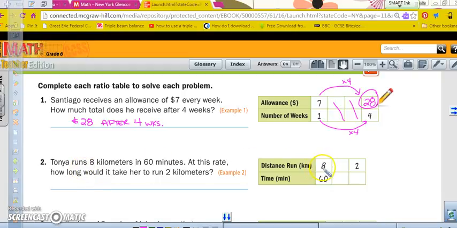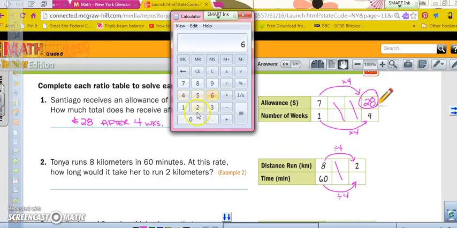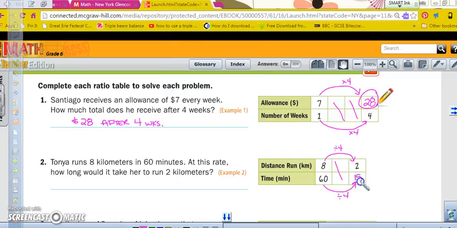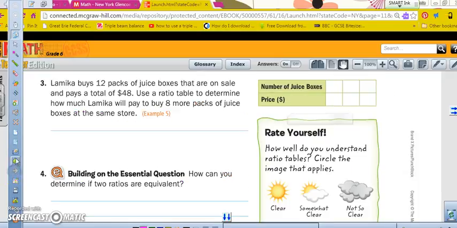Tanya runs 8 kilometers in 60 minutes. At this rate, how long would it take her to run 2 kilometers? Well, I asked, can I go from 8 to 2? I can. I can divide by 4. So again, I don't need this middle. And 60 divided by 4, we can use our calculators if we'd like, is 15. So it takes her 15 minutes to run 2 kilometers.